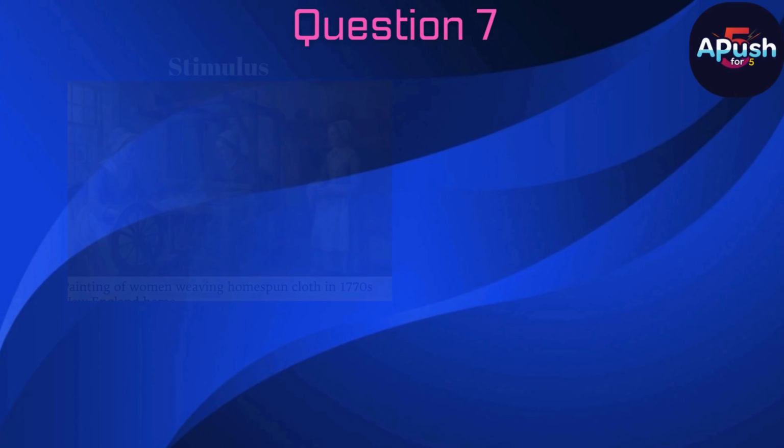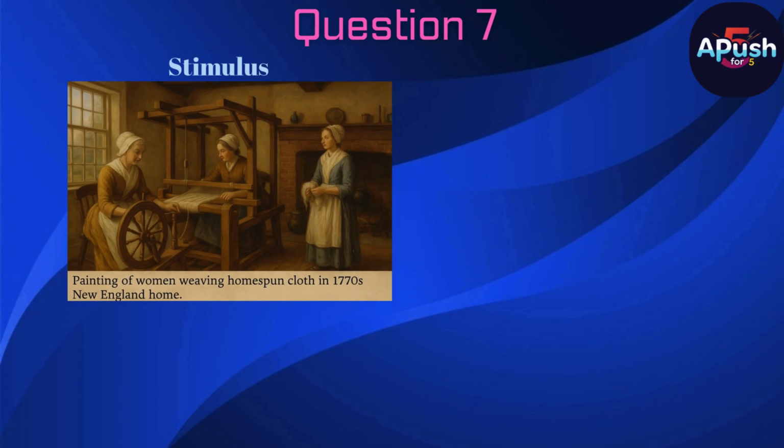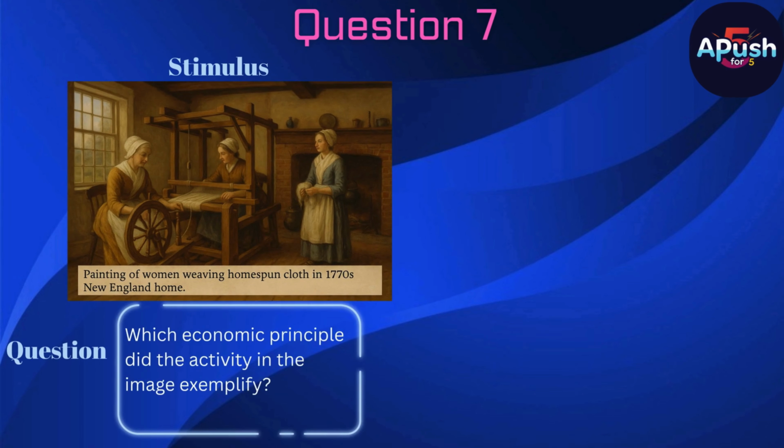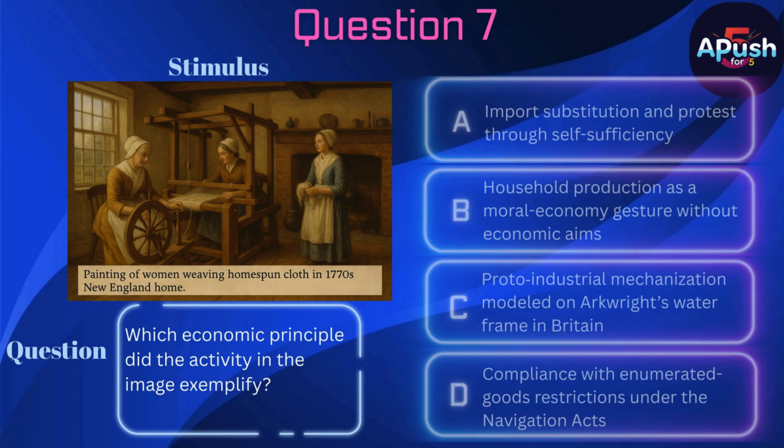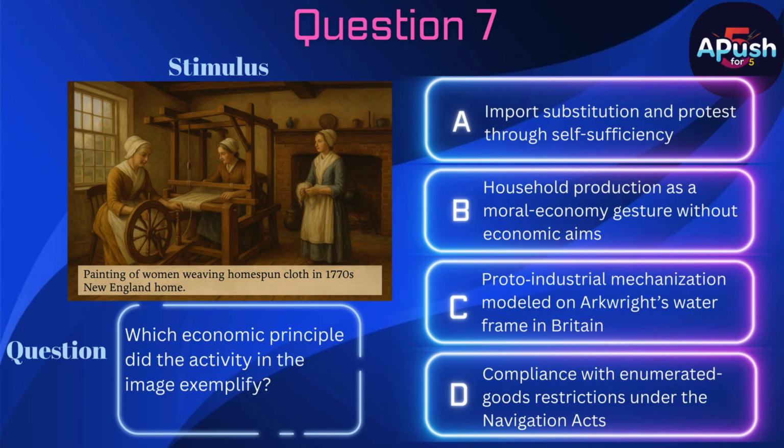Question 7. Stimulus. See image. Question: which economic principle did the activity in the image exemplify? A. Import substitution and protest through self-sufficiency. B. Household production as a moral economy gesture without economic aims. C. Proto-industrial mechanization modeled on Arkwright's waterframe in Britain. D. Compliance with enumerated goods restrictions under the Navigation Acts.